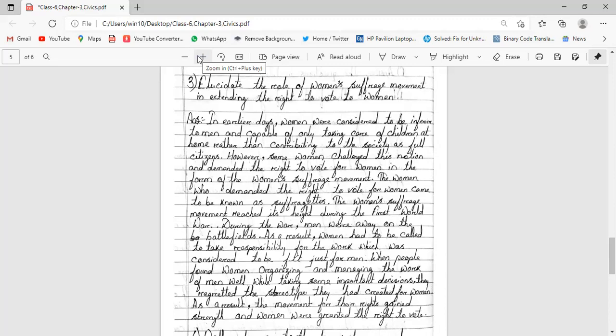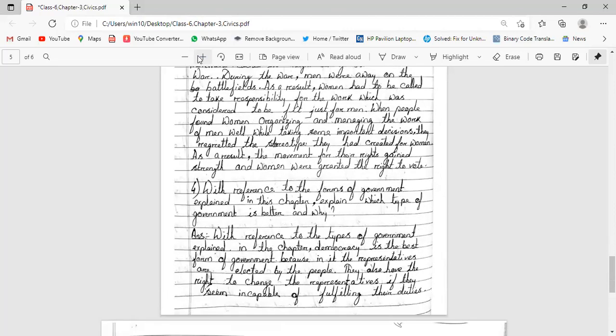As a result, women had to be called to take responsibility for the work which was considered fit just for men. When people found women organizing and managing the work of men well while taking some important decisions, they regretted the stereotypes they had created for women. As a result, the women fighting for their rights gained strength and women were granted the right to vote.